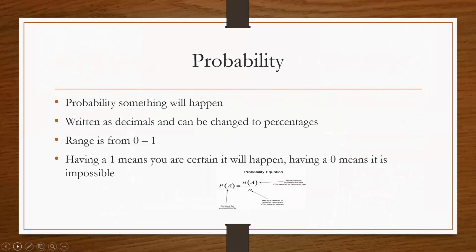Okay, moving on to probability. Probability is just the chance that something is going to happen. It's very much like a proportion, given as a decimal but it can be changed to a percentage if you'd like. It ranges from 0 to 1. If you have 1, that means whatever you are predicting is certain to happen, and if you have 0, that means it is impossible.